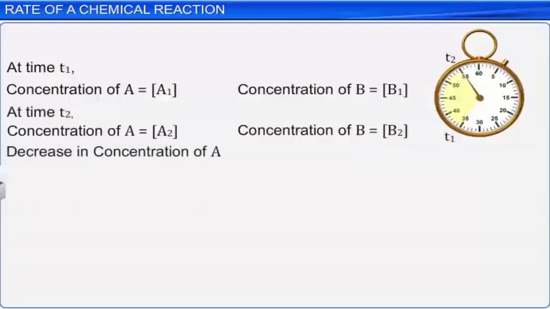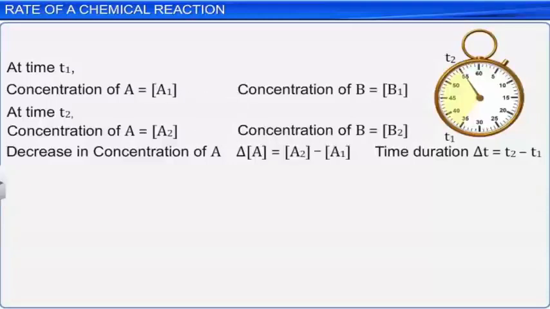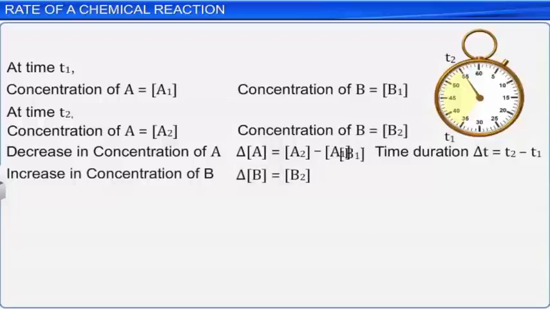The decrease in the concentration of reactant A, delta A, during time interval delta T equal to T2 minus T1 is given as A2 minus A1. Similarly, the increase in the concentration of product B, delta B, is given as B2 minus B1 during time interval delta T. Using the definition of rate of chemical reaction, we get the rate of the given reaction as the decrease in the concentration of A, minus delta A, divided by time interval delta T.